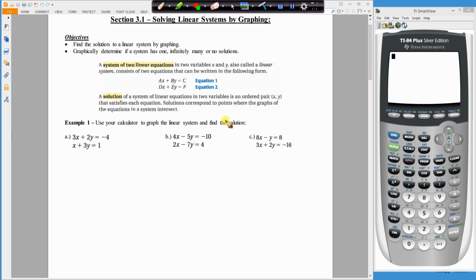In any case, our objectives today are to find a solution to a linear system by graphing, and to graphically determine if a system has one, infinitely many, or no solutions. We'll look at what that looks like on a calculator.